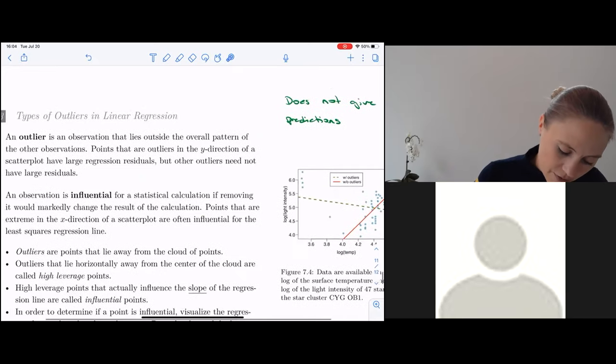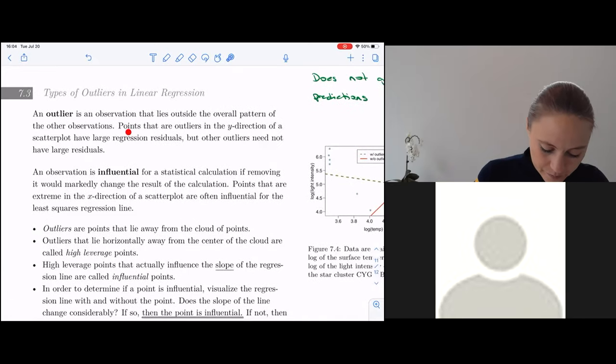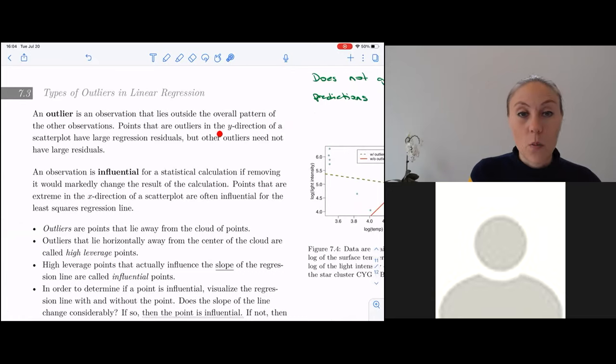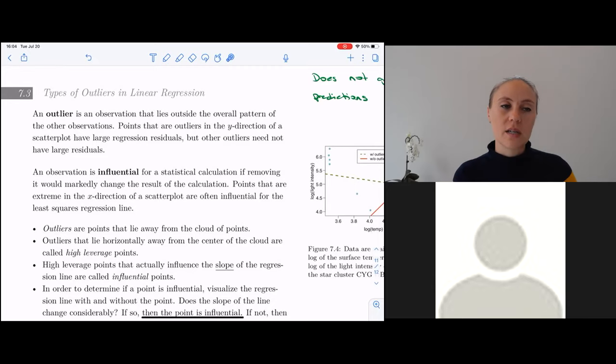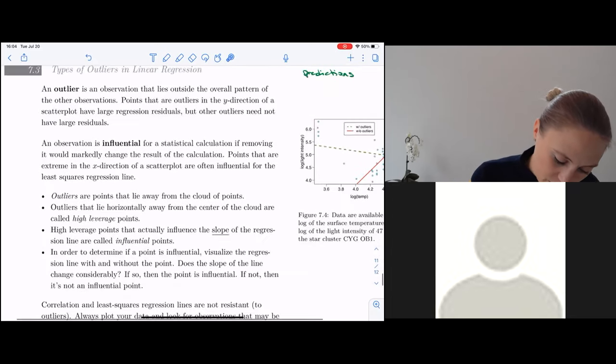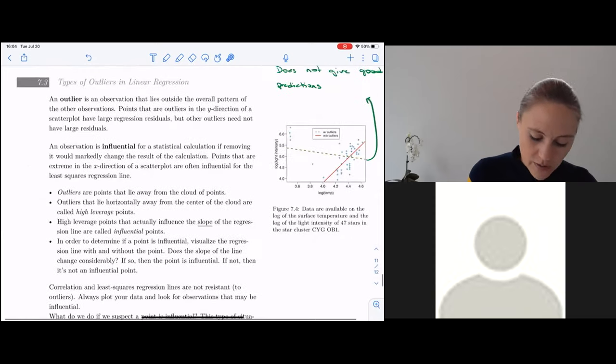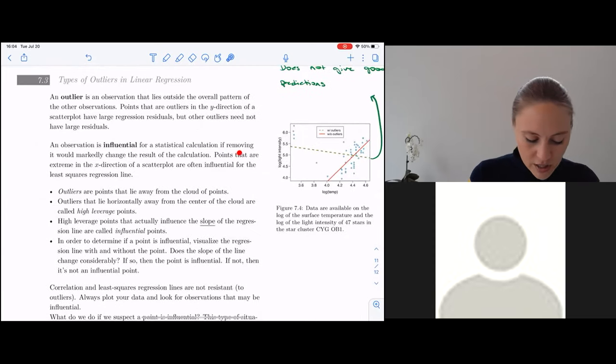Okay, so points that are outliers in the y direction of a scatter plot have large regression residuals. But other outliers might not have large residuals. So it's not necessarily the size of the residual, but the direction of the outlier. An observation is influential for a statistical calculation if removing it would markedly change the result of the calculation, right? So something over here.